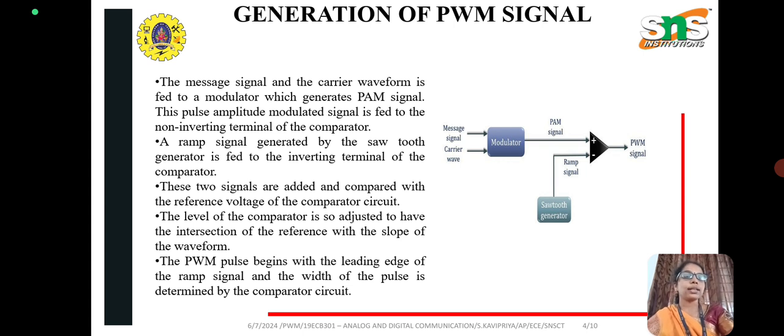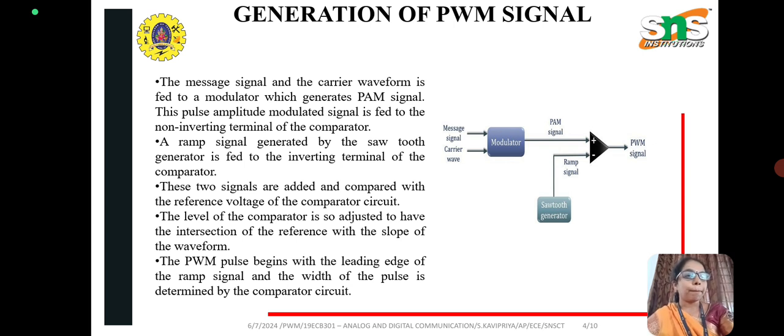First, we can see the process involved in the generation of the PWM signal, the pulse width modulated signal. The message signal and the carrier waveform are fed to the modulator, which generates the PAM, pulse amplitude modulated signal. This PAM signal is fed to the non-inverting terminal of the comparator. The RAM signal generated by the sawtooth generator is fed to the inverting terminal of the comparator.